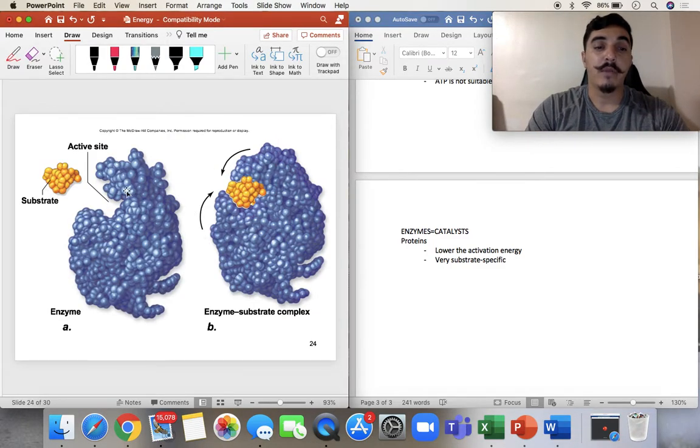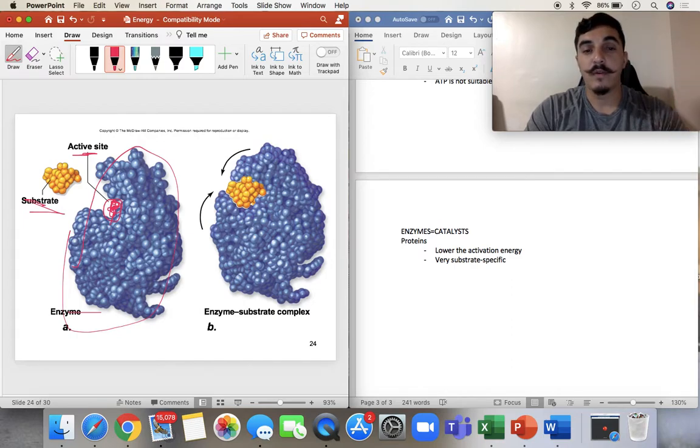So here's a picture. A cool picture. So we have this enzyme here. So this whole thing is our enzyme. The active site is just the area where the bonding or the connection or the breaking down is going to take place. And this is our substrate or our reactant. Okay. So the enzyme is here on the left, and the enzyme substrate complex, fancy words, is just the enzyme with the substrate. Enzyme substrate complex.